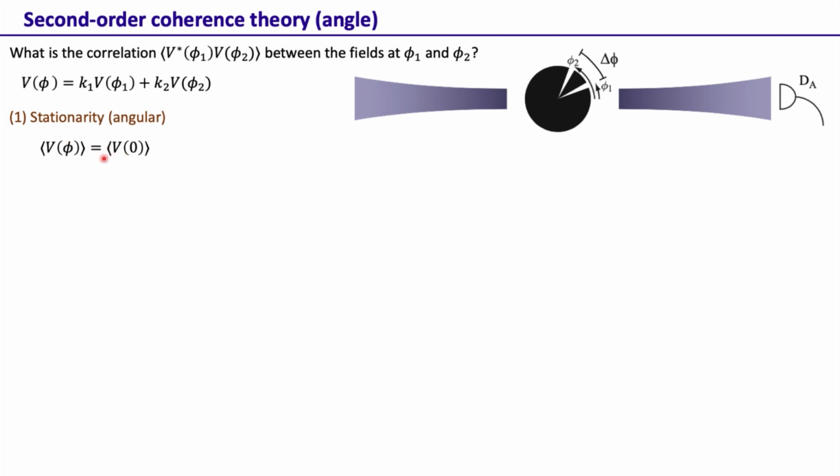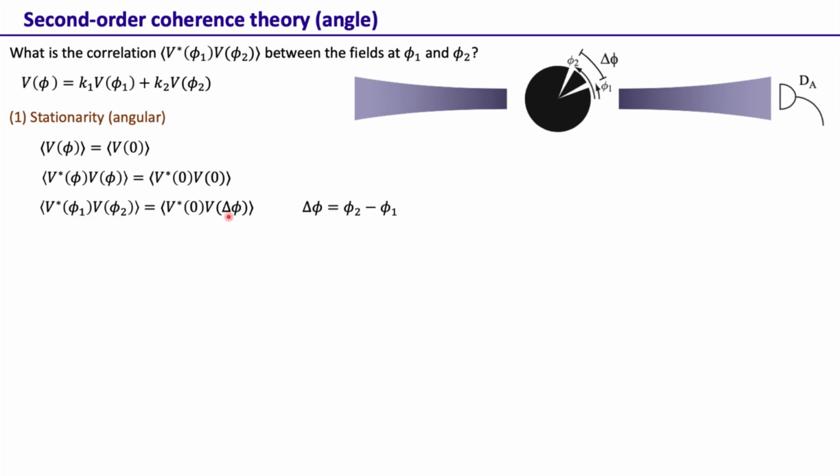So V phi and V at 0 should be the same, and that's when we call it stationary. In fact, I'm just mentioning wide sense stationarity in angle. Stationarity also implies that V star phi, V phi, that is the spectral density or intensity at phi, should be phi independent. That's V star 0, V 0. And the correlation V star phi 1, V phi 2 should only depend on the variables phi 1 and phi 2 through their difference, where delta phi is phi 2 minus phi 1. So that is the definition of wide sense stationarity in the angle degree of freedom.